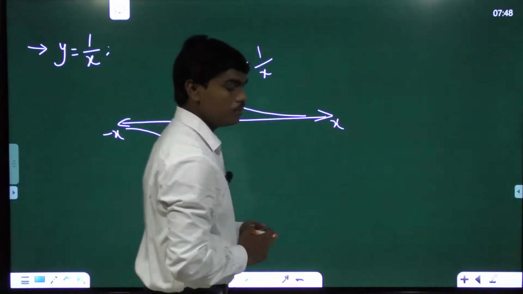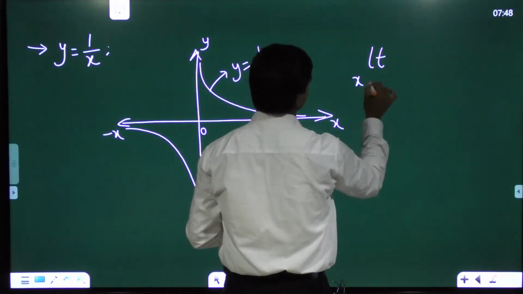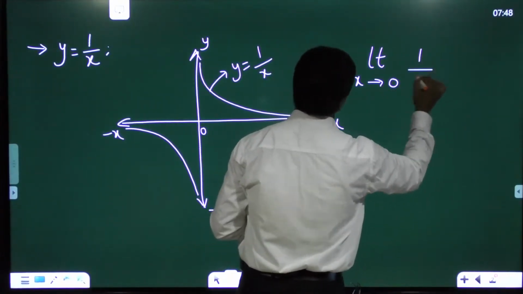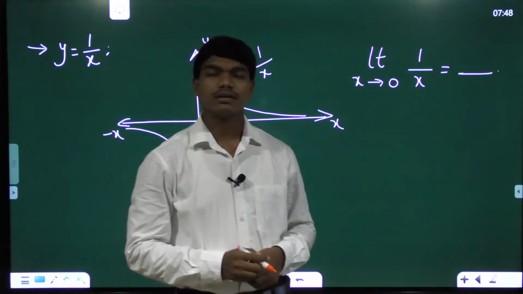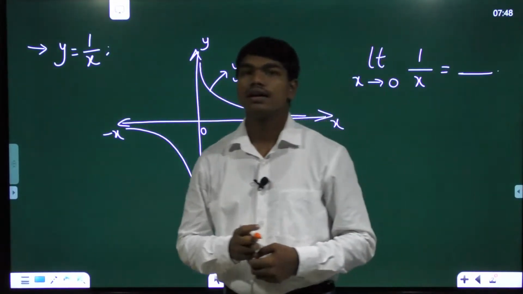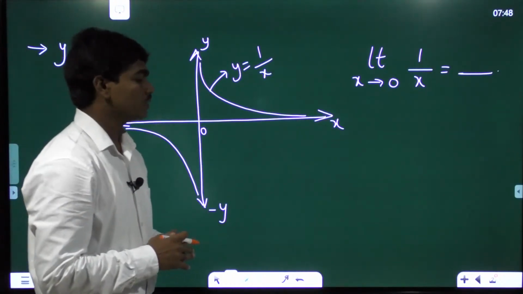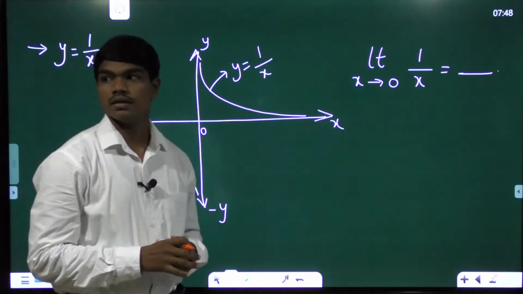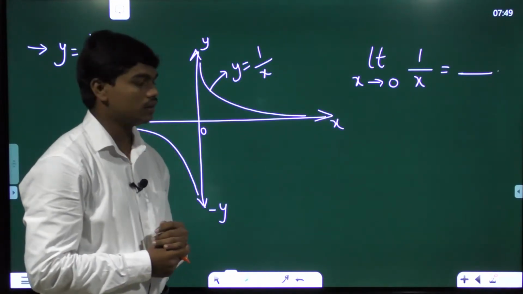Now, could you tell me one thing based on this? If I ask you, what is the value of limit x tends to 0, 1 by x? Based on this graph, could you tell me the answer? Take a moment and write in the comments. What do you feel is the answer for this? Limit x tends to 0, 1 by x. Any comments for that? Limit x tends to 0, 1 by x.